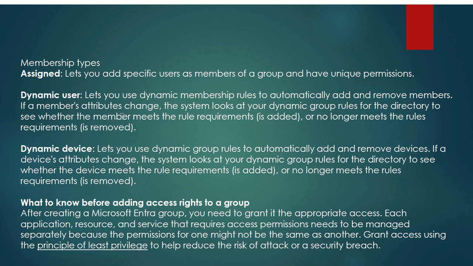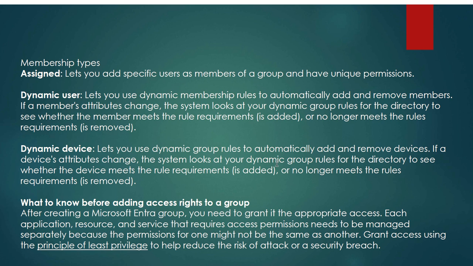Basically setting up a condition, I would say. Whatever attributes your user has on Microsoft Entra ID, whenever those attributes change, this rule will decide whether this user can be added to the group or removed from the group. Dynamic device lets you use dynamic group rules to automatically add or remove devices. Here you deal with the devices. If a device's attribute changes, the system looks at your dynamic group rules for the directory to see whether the device meets the rule requirements or no longer meets the rule requirements.